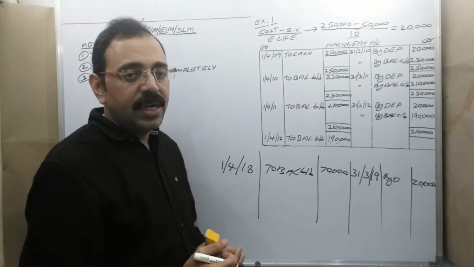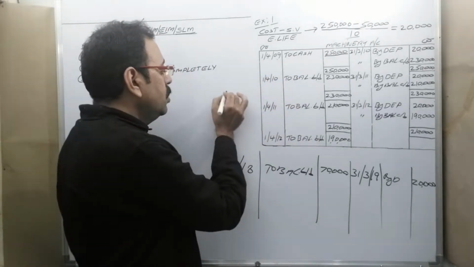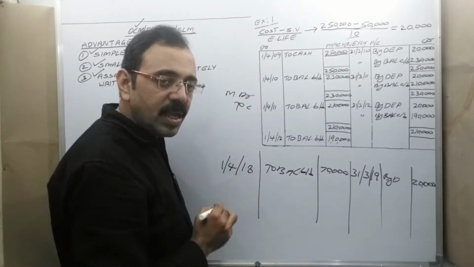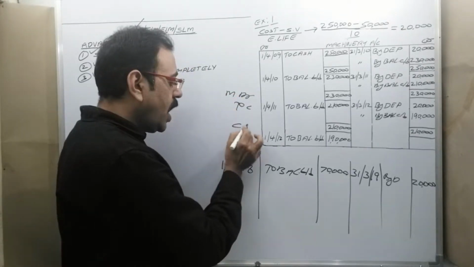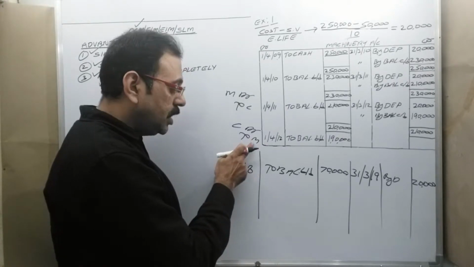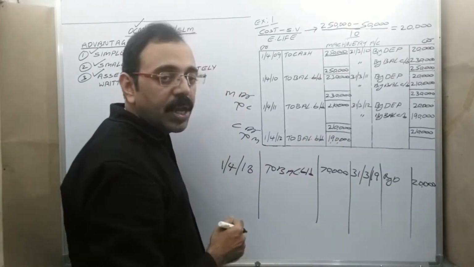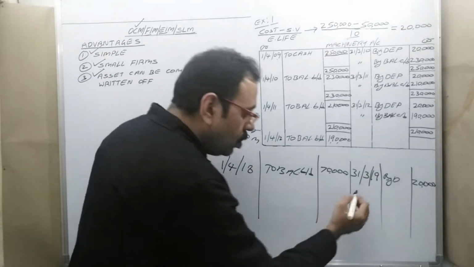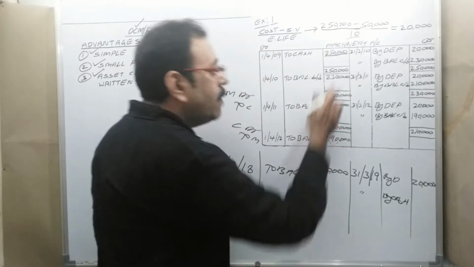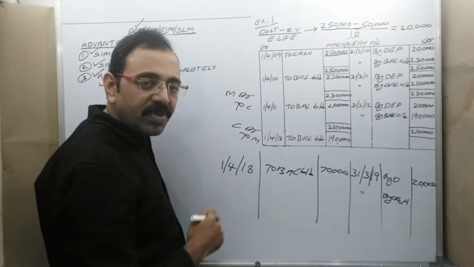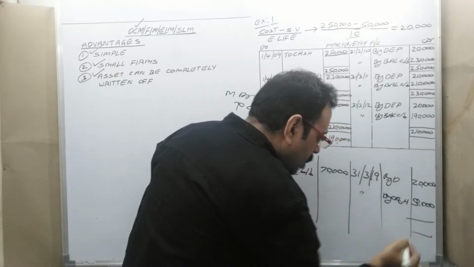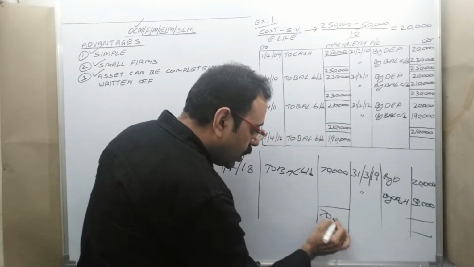When we buy the asset, the entry is Machinery Account debit to cash. When we sell the asset, it is the reverse entry, no? Cash account debit to machinery. Since machinery is on the credit side of the machinery account, we have to post this entry. So on the same day, by cash, the scrap value is 50,000. We sold it for 50,000 rupees.